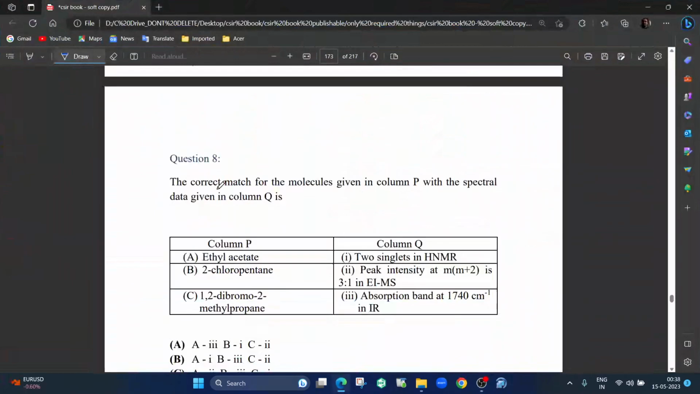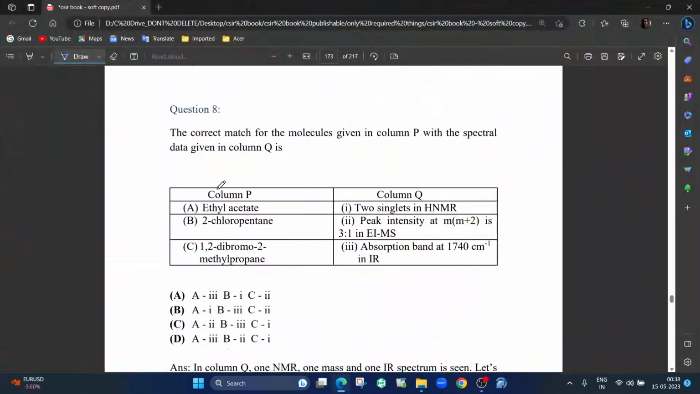Moving to the next question. The correct match for the following molecules in column P with the spectral data in column Q is. This was the simplest question in this whole question paper, I guess. So first molecule, ethyl acetate. Ethyl acetate is an ester.